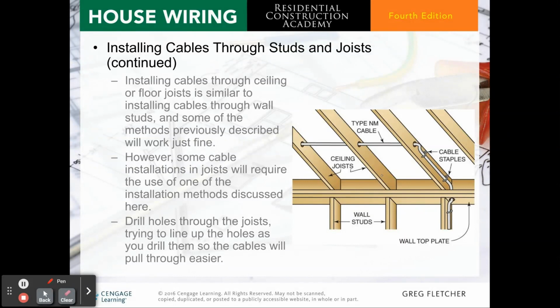Installing cables through ceiling or floor joists is similar to installing cables through a wall. A lot of the same methods can still be used. So again, we want to make sure that this is 1.25 inches. If it's less, you need a protector plate, come out, jug handle, 2.5 times the diameter, and then we're able to continue it down.